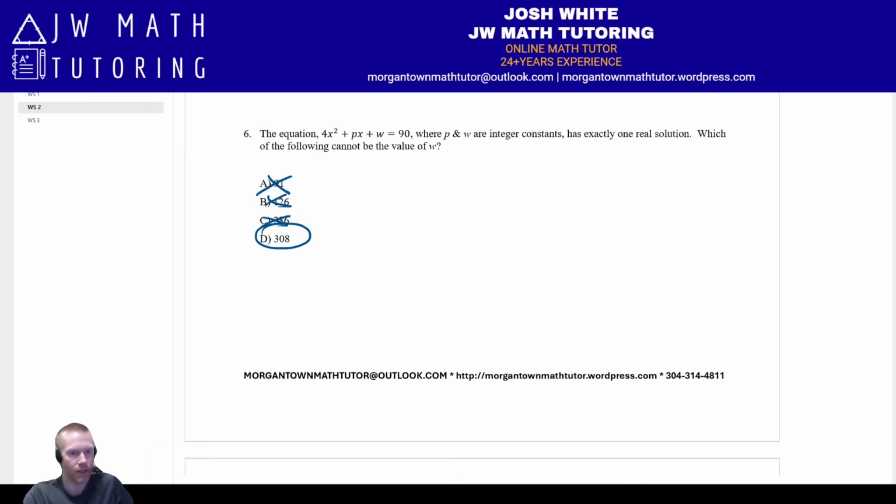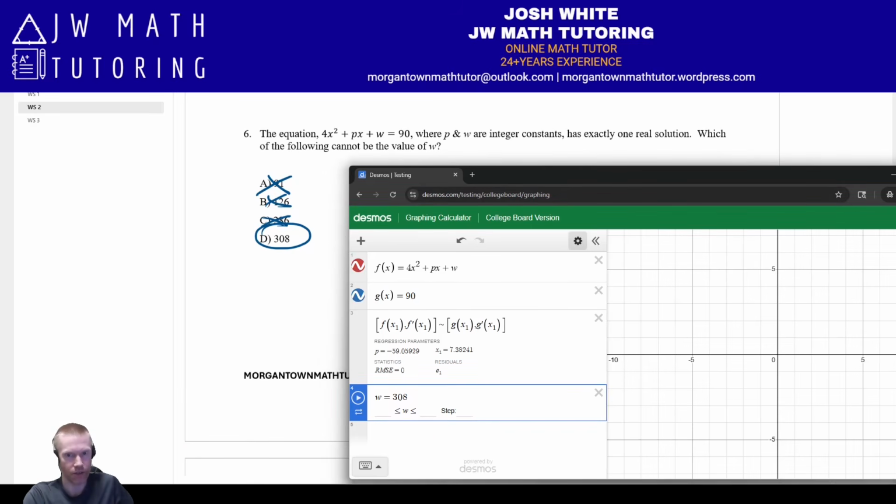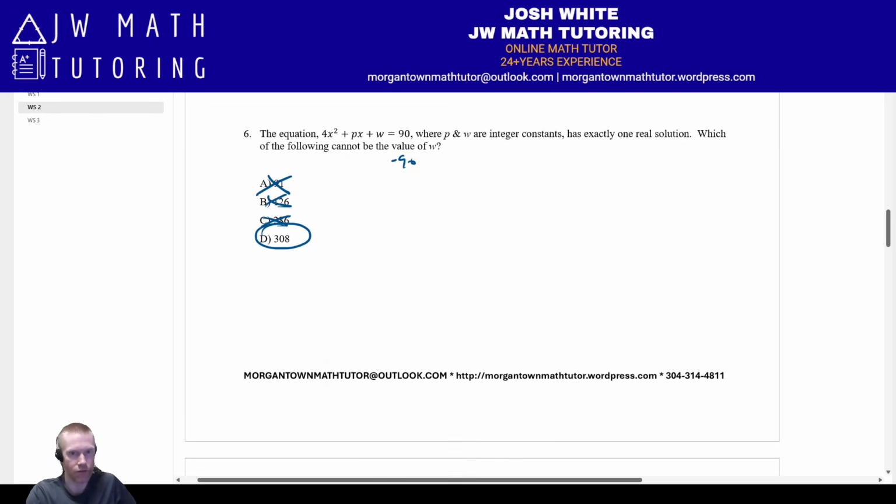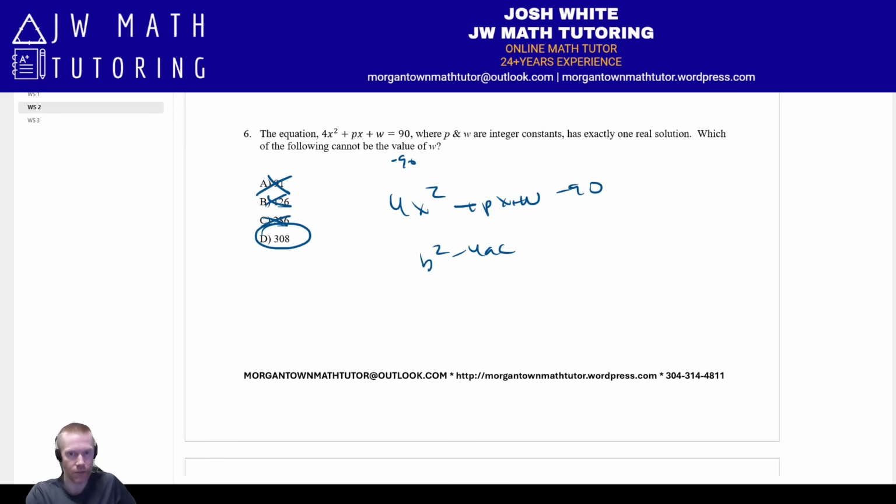An alternate method that you could use as well, which is still basically testing the same concept, the same idea, is to find the discriminant. So 4x squared plus px plus w minus 90, which would be b squared minus 4ac. Basically, set that equal to 0, and then you're going to check the p and w values as well. So this would be p squared minus 4 times 4 times w minus 90, set equal to 0.